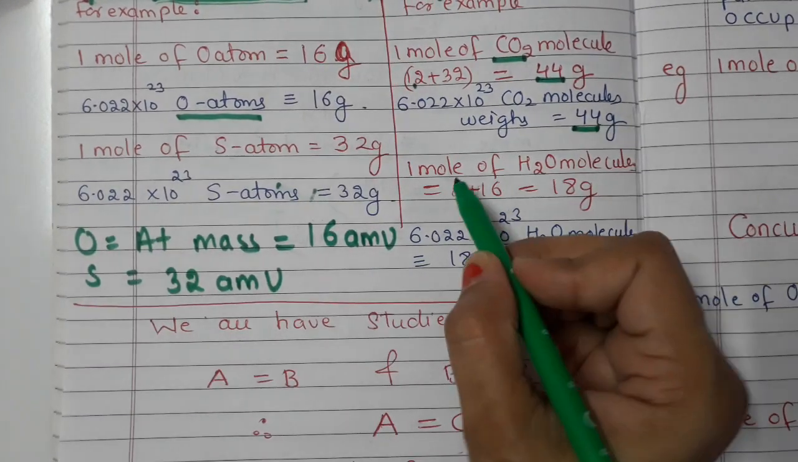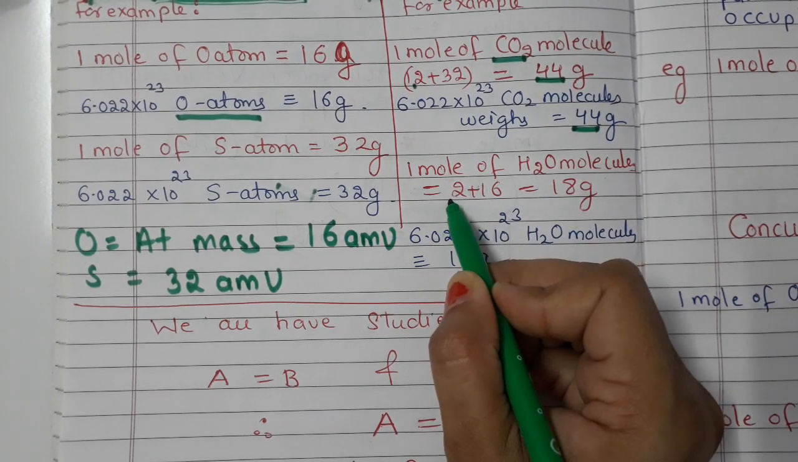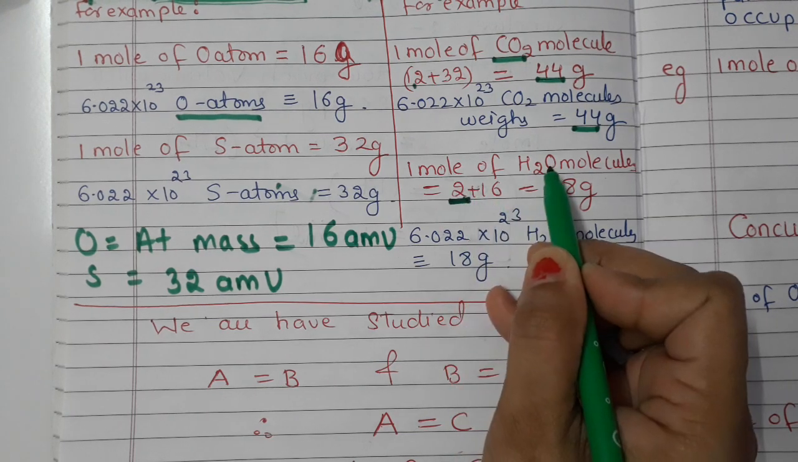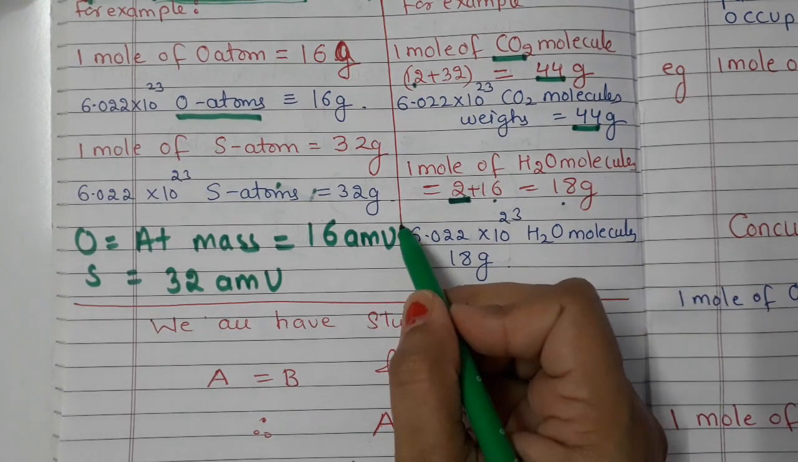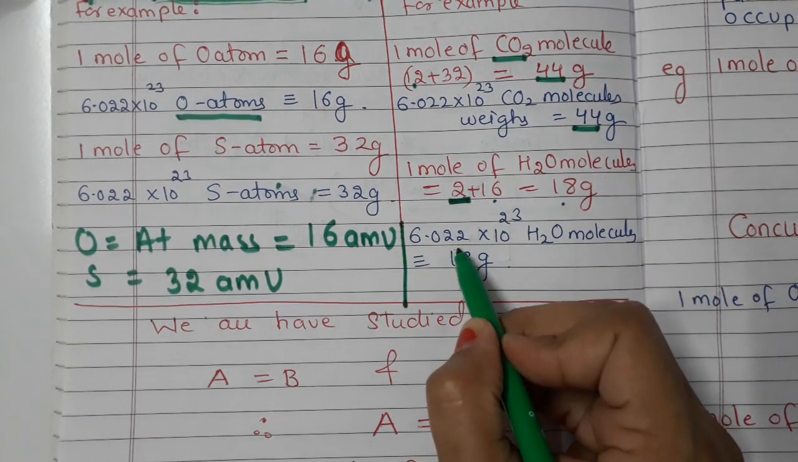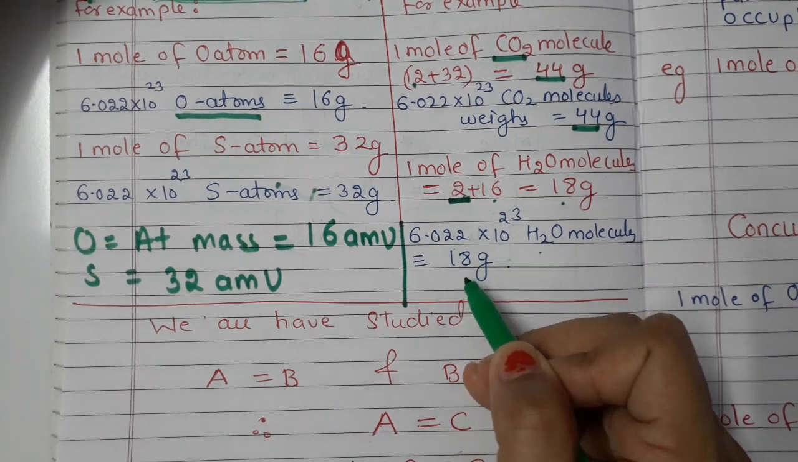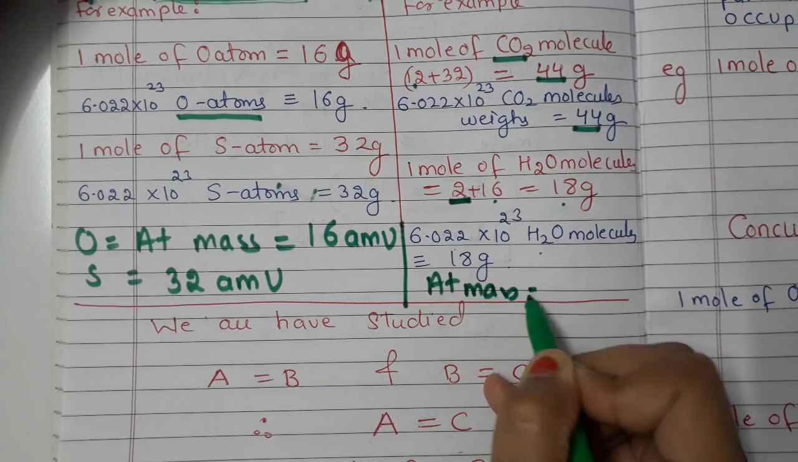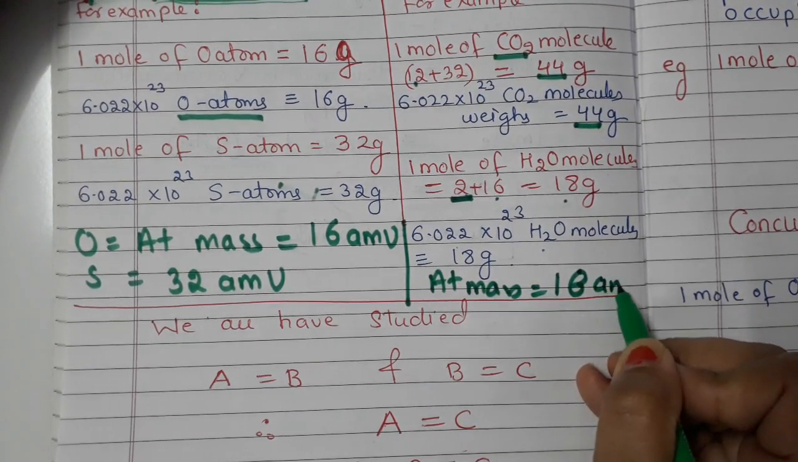Then if I say 1 mole of water molecules, so I am substituting the values of hydrogen, that is 1, that is 1 into 2, 2, and oxygen is 16, so 18 grams. So what does it mean? It means that 6.022 into 10 raised to 23 water molecules will weigh 18 grams. Now students, if I have to write in terms of atomic mass, I can write as 18 amu.